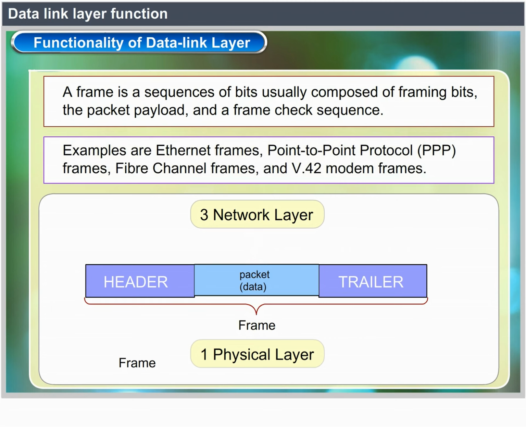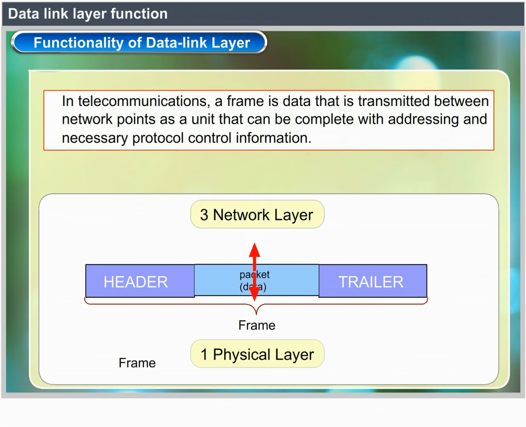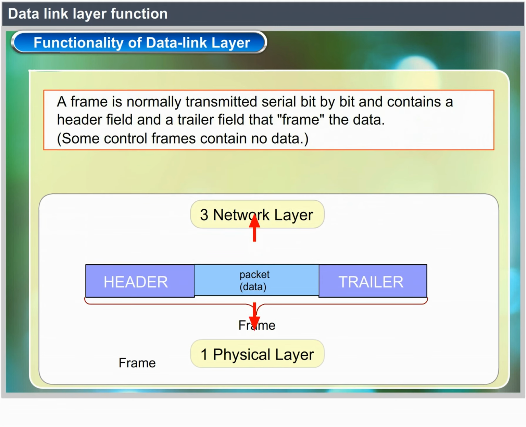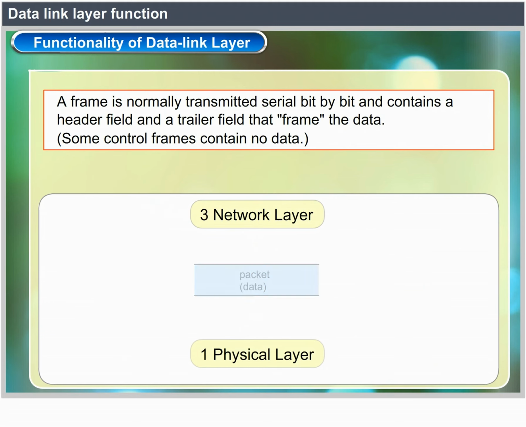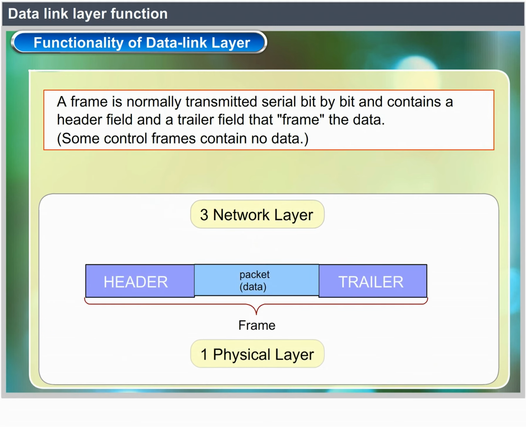Examples are Ethernet frames, point-to-point protocol or PPP frames, fiber channel frames, and V.42 modem frames. In telecommunications, a frame is data that is transmitted between network points as a unit complete with addressing and necessary protocol control information. A frame is usually transmitted serial bit by bit and contains a header field and a trailer field that frame the data. Some control frames contain no data.